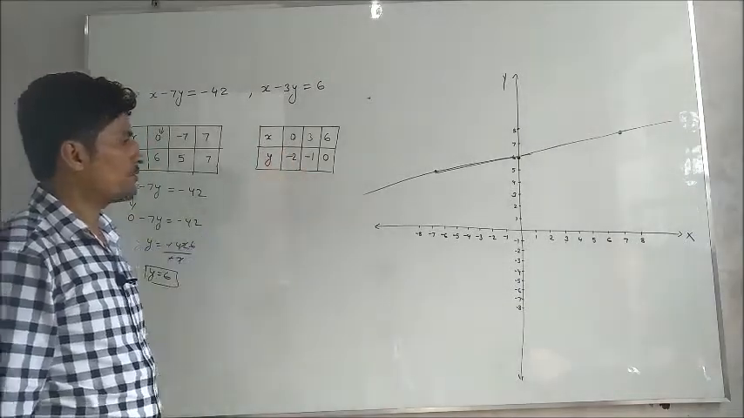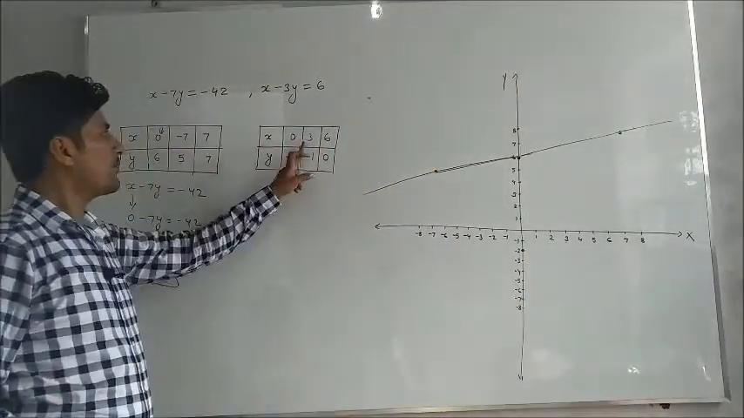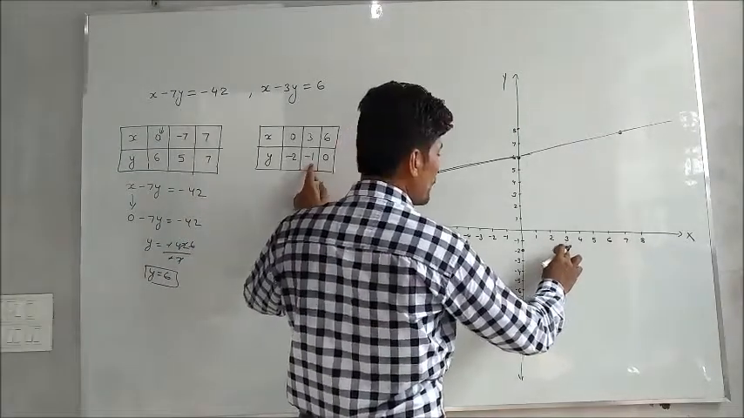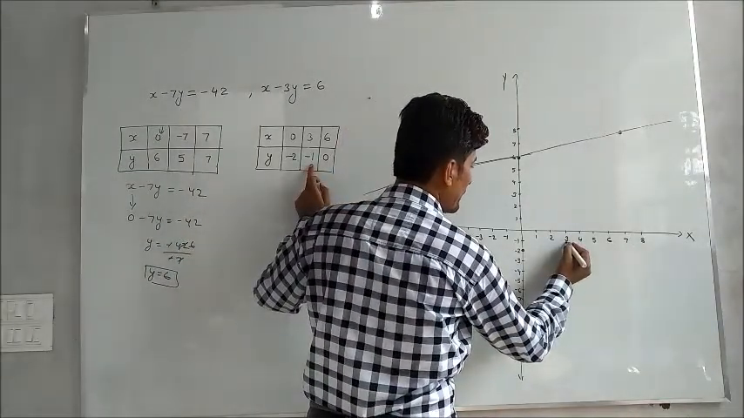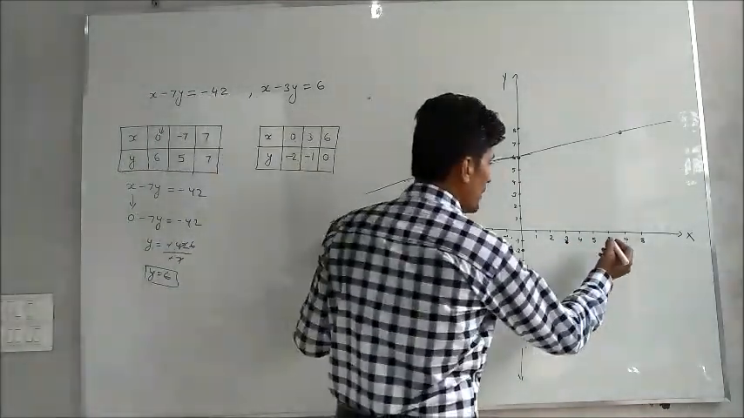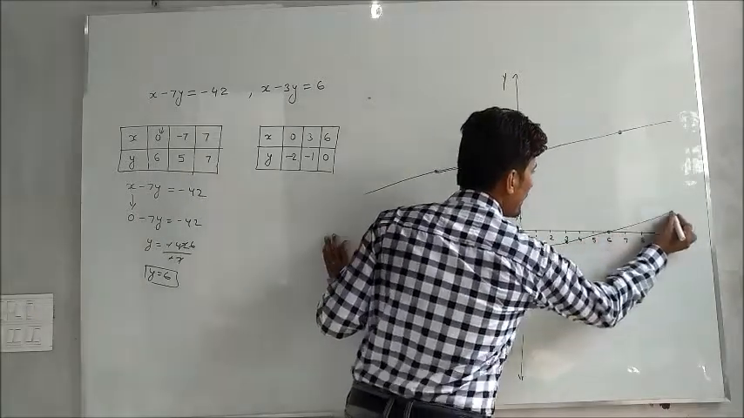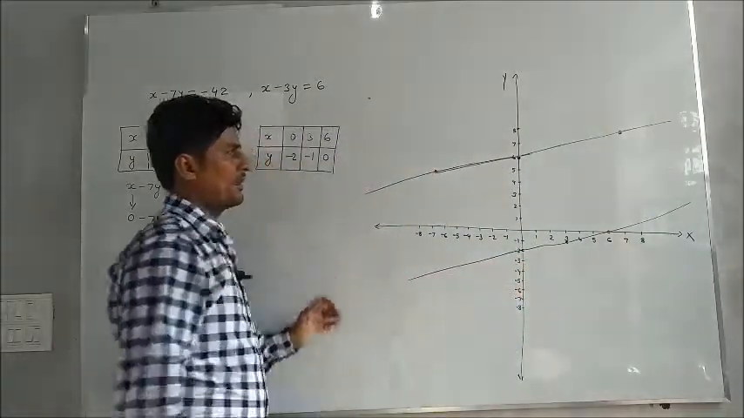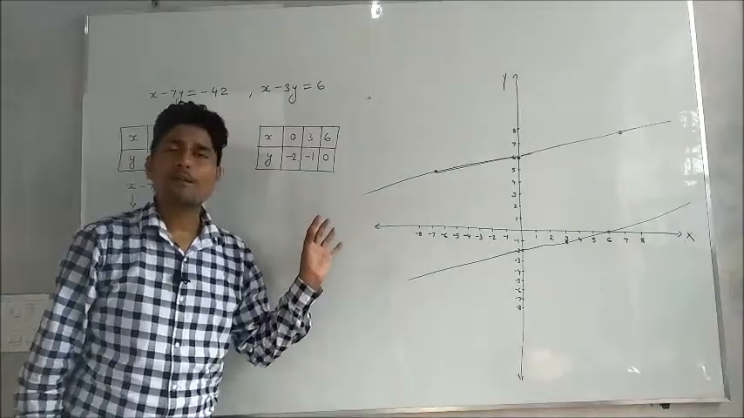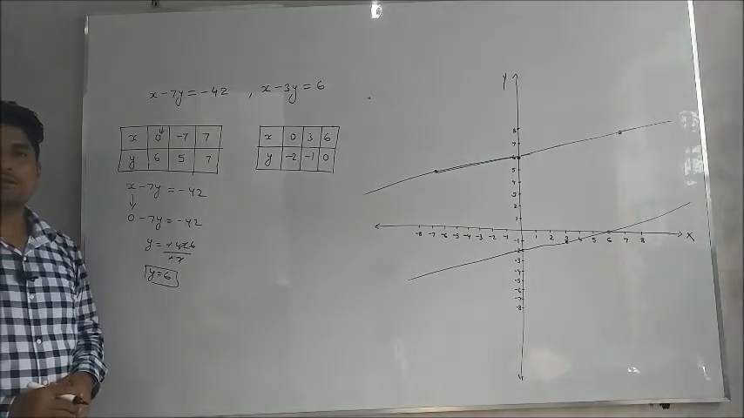x equals 0, y equals -2. So the point will exist at this point. x equals 3, y equals -1. So the point will be here. x equals 6, y equals 0. So the point will be here. Again, we have to draw a straight line. In both cases, we are having a straight line. So we have represented both situations graphically as well as algebraically.